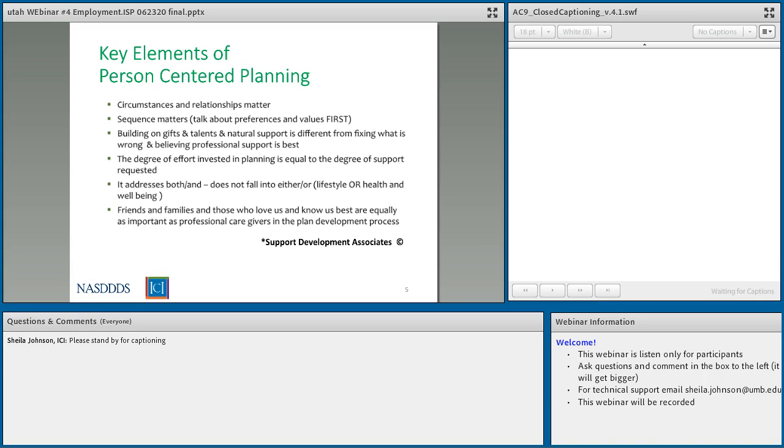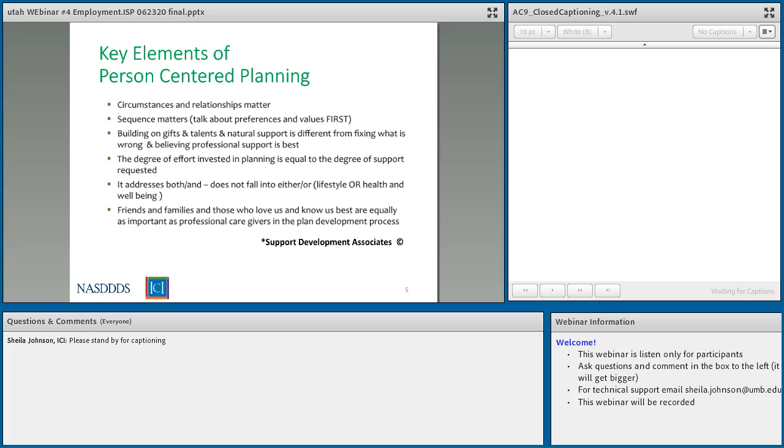So that's why a person's circumstances, meeting them where they are, and the relationships that they have matter a great deal. Sequencing matters. We have to talk about people's preferences, but as we all know, we can't do everything at once. So sequencing what's important to them and their values has to come first. Really focusing on a person's gifts and talents instead of starting these planning meetings with a person's deficits.